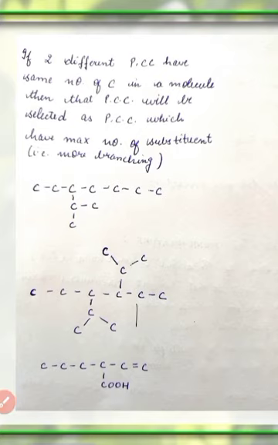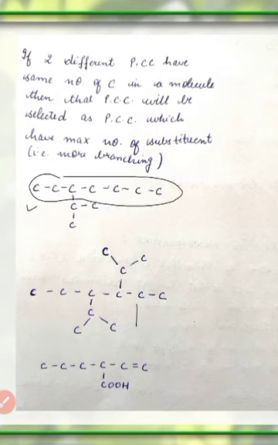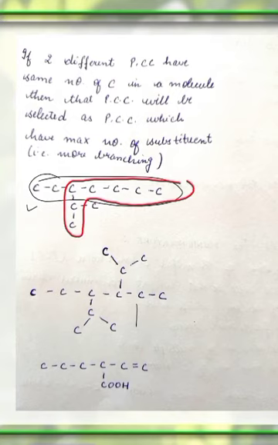Next rule is, if there are two different parent carbon chains having the same number of carbons in the molecule, then the parent carbon chain is selected which has the maximum number of substituents. This means that in this example, one chain is this, the other is this one. Both have 7 carbon atoms, but this red one has more substituents, so this one will be the preferred parent carbon chain.